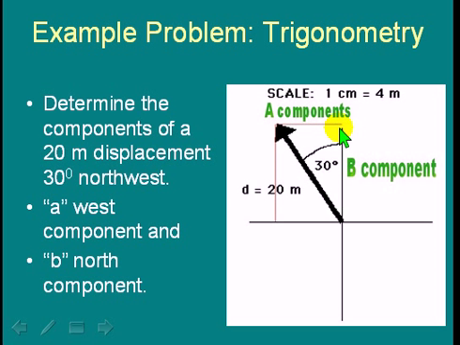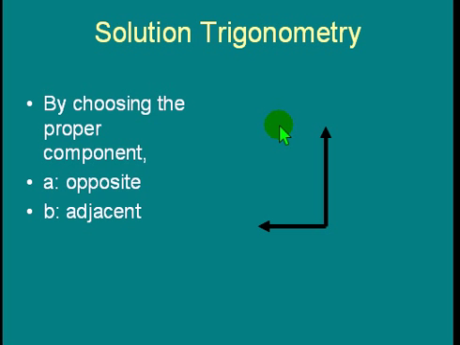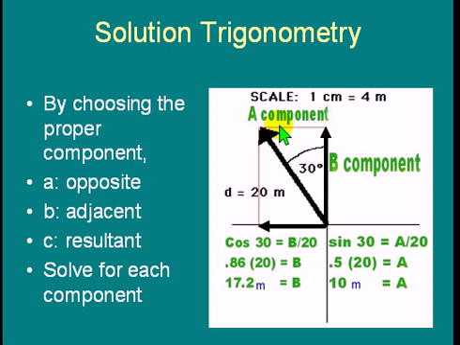So if you look here, we have a picture of our vector. It's 30 degrees northwest, and this is the northwest direction. It's 20 meters long from the point of origin to the arrowhead. If we go back here, we need to find the proper components for it.